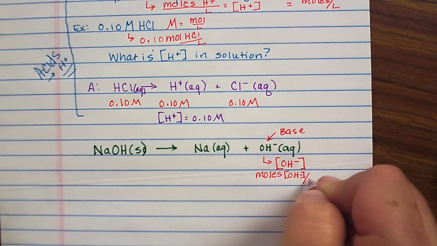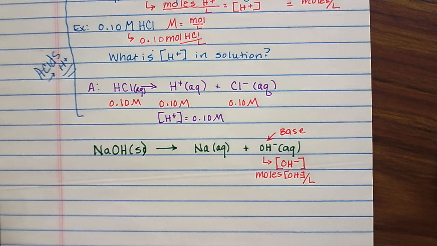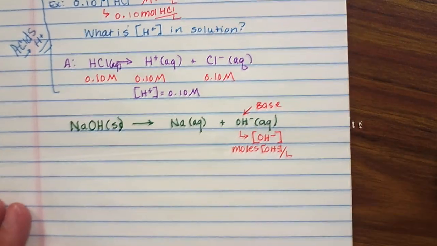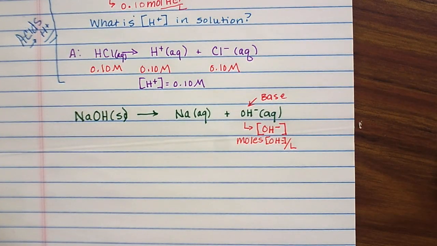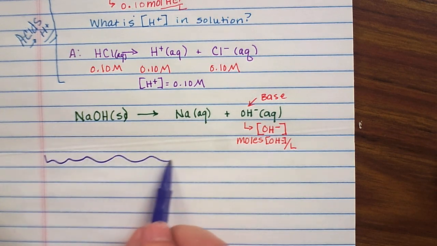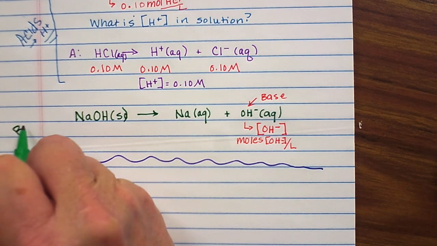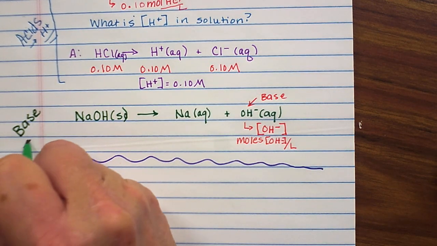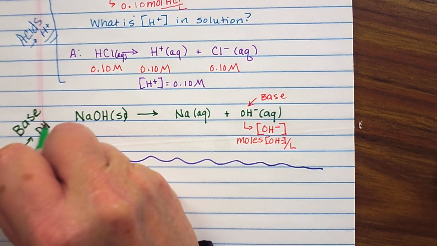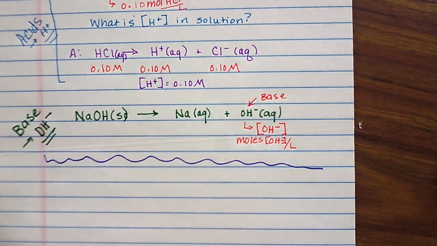OH minus per liter. And so that's going to tell us how strong the base is. Now, why hydrogen and hydroxide? To explain this, it's important to note that water... so this is a base, right? Base, which is hydroxides, OH minus. So acids are H plus and hydroxides are OH minus. But why these? Why H plus and why OH minus?